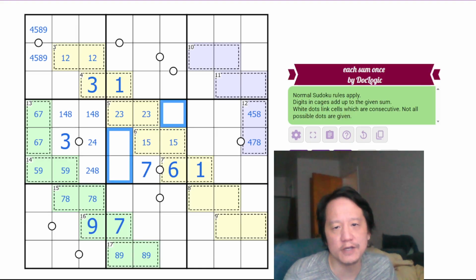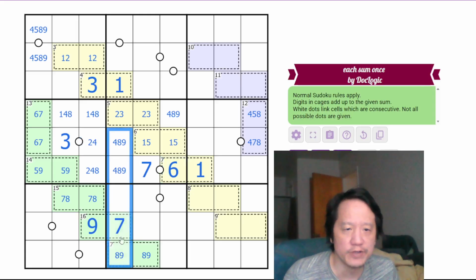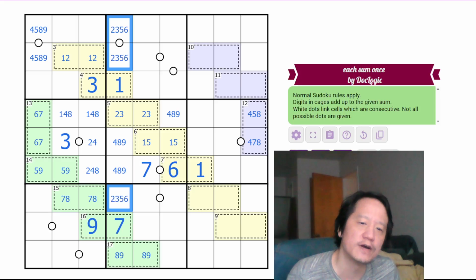Actually, let's do the remaining digits here. We have 4, 8, and 9 in the central box. We now have a 4, 8, 9 triplet in column 4, which eliminates 4, 8, and 9 in the rest of the column. So the rest of the column has to be 2, 3, 5, or 6.